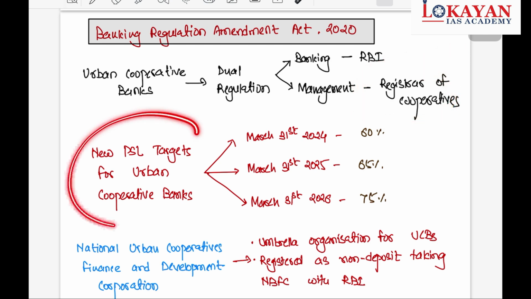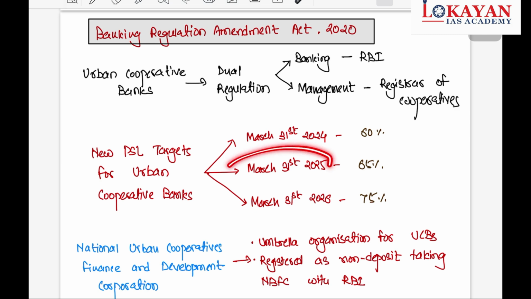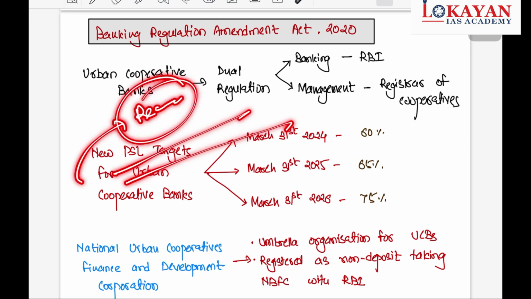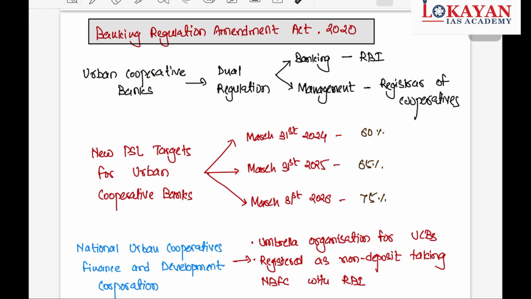Now see the PSL targets for urban cooperative banks. What is the present target? 60% by 31st March 2024, by 2025 they have to achieve 65%, and by 2026 they have to achieve 75%. Now this was recently in the news, so remember this carefully. Because a question may ask that UCBs are required to give 75% of loans to the priority sector. So this is incorrect, because as per current guidelines it is only up to 60%.